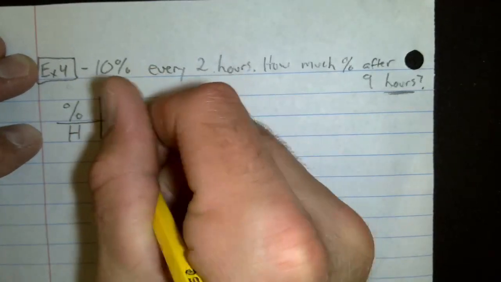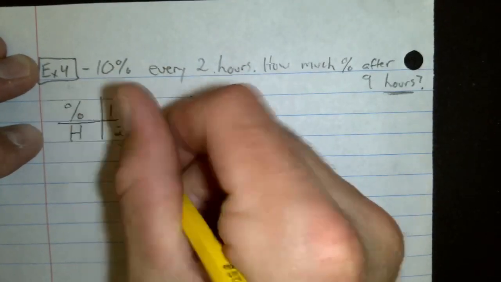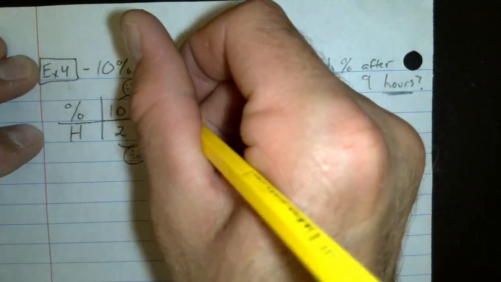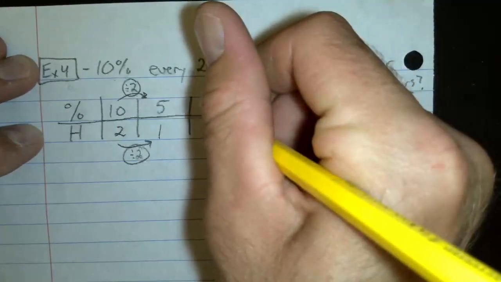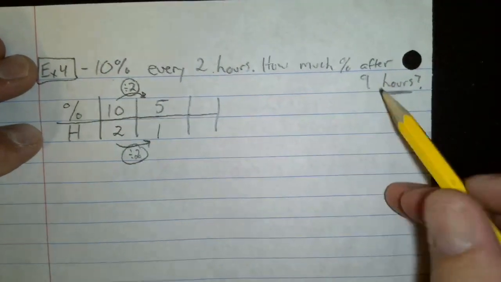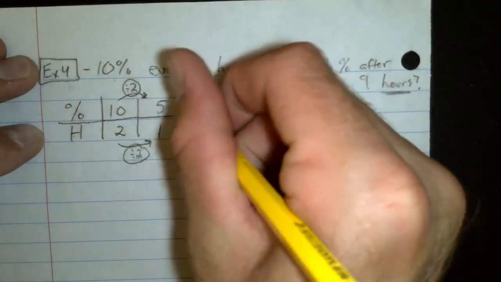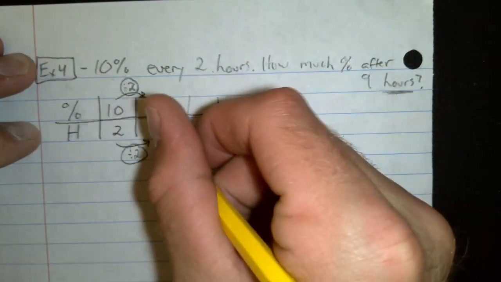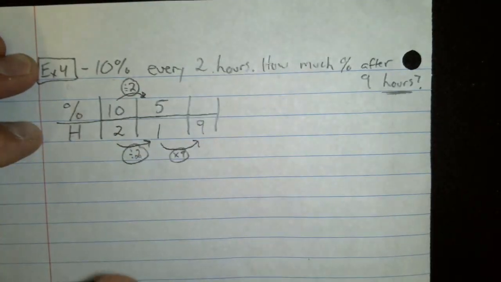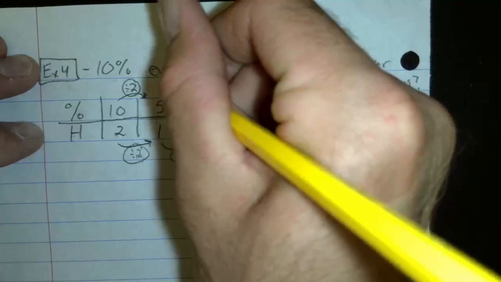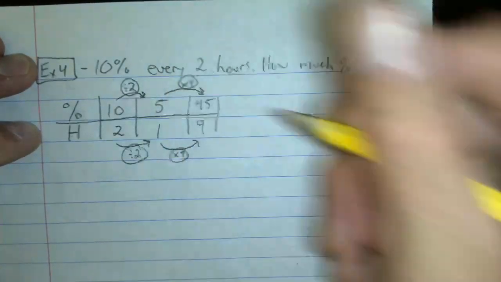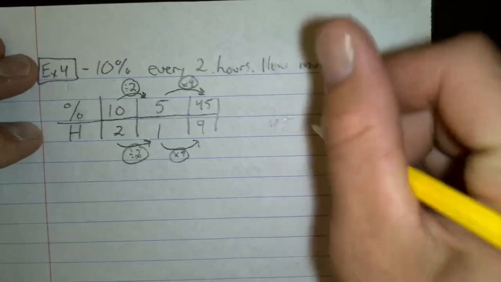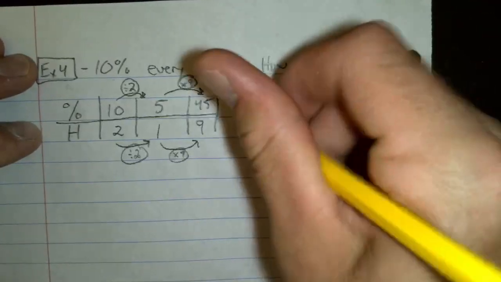And 2 divided by what will give you 1? Well, that's 2. And 10 divided by 2, whatever you do from the bottom, you must do to the top. Divided by 2 is 5. And go and fill in the rest. We know that we're trying to find 9 hours, so we plug in 9 in hours. And step 3 says multiply to find new rate. 1 times 9 will give you 9. And 5 times 9 is 45. So your answer is 45%. That's it.